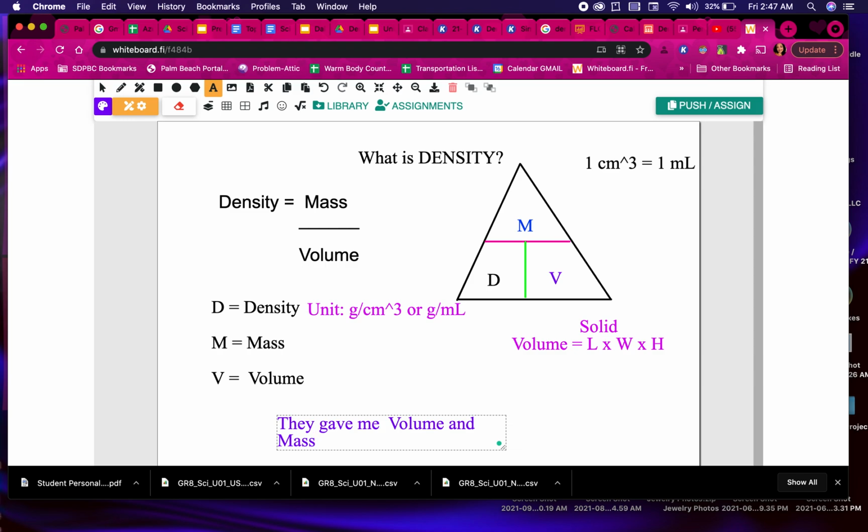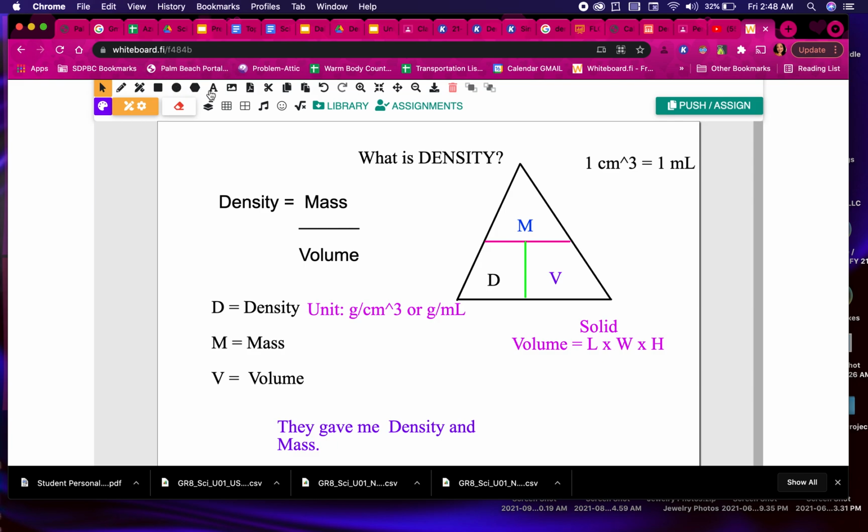What is my formula? Well, you go up here and you look at the triangle. They gave you volume and they gave you mass, then you're calculating for density, which is our original formula. Well, what if I change it up? This time instead, they gave me density and mass, so they gave me both the blue and the black. The density and mass are given, but not the volume.